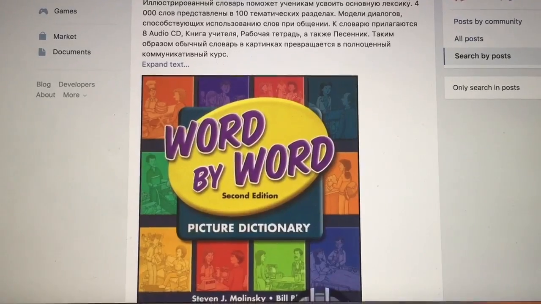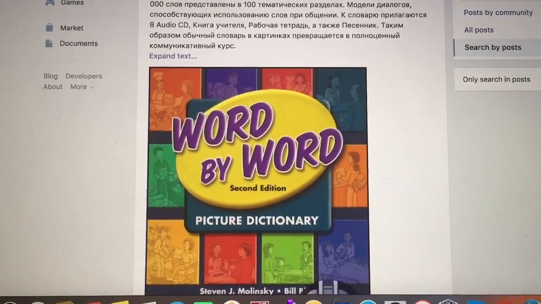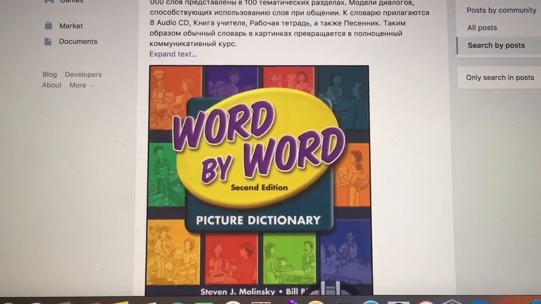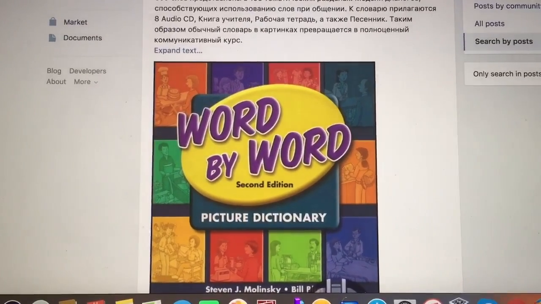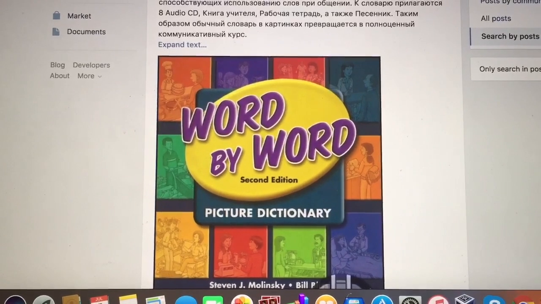My colleague was speaking about this picture dictionary, word by word, and you can find it in context on the wall.